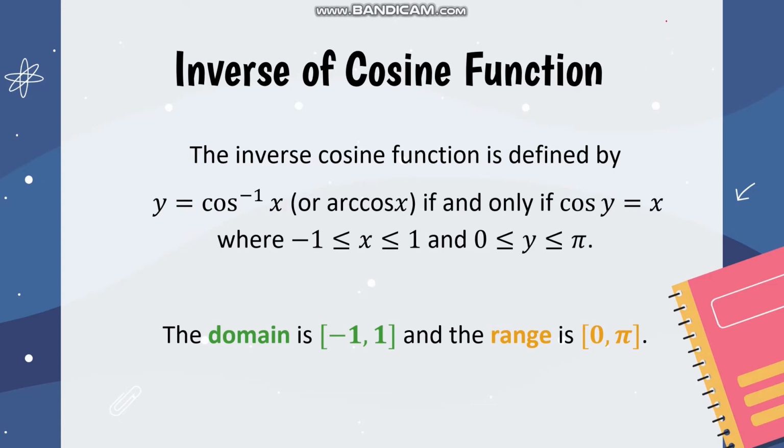If it's from 0 to pi, and we draw it in our Cartesian plane, this is where the 0 is, and this is where the pi is. That means our inverse cosine function only exists in quadrant 1 and in quadrant 2. So you really have to remember the location of our functions. And this makes the range from 0 up to pi included.